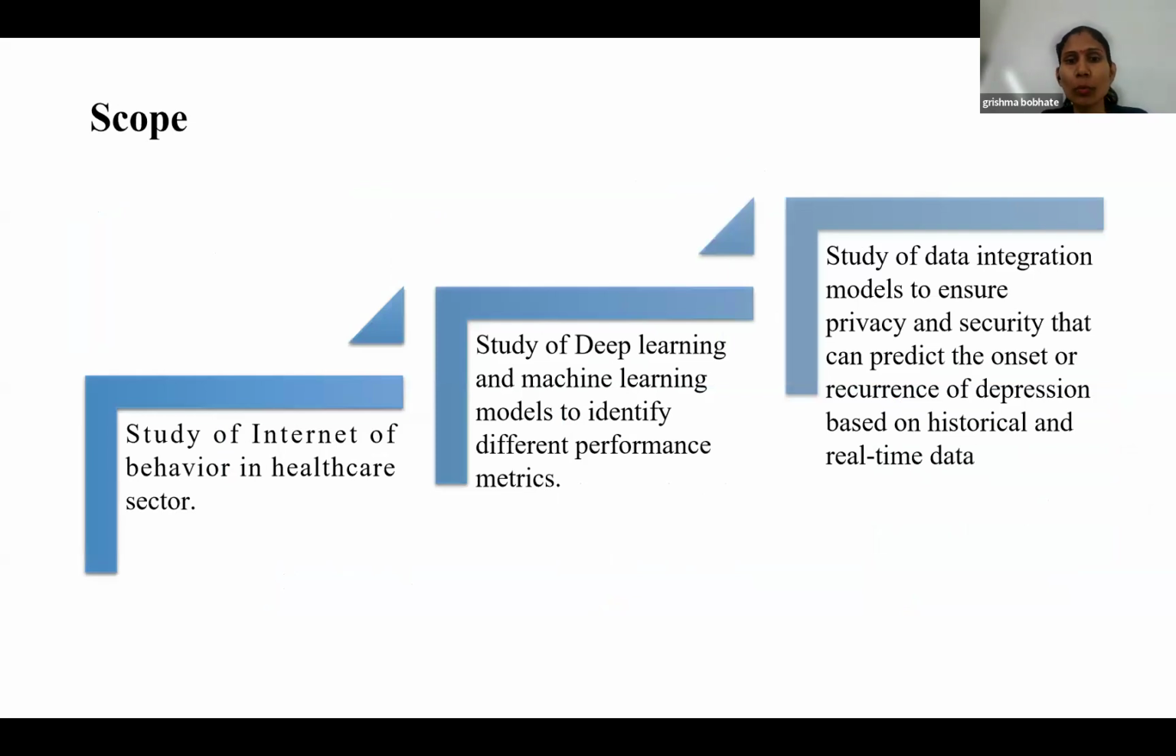Next is the scope, where this IOB can be applied, and where deep learning models and exploratory studies on depression detection can go. Study of the behavior, then the deep learning models, and then data acquisition, to ensure privacy and security so that nothing hampers the healthcare department.